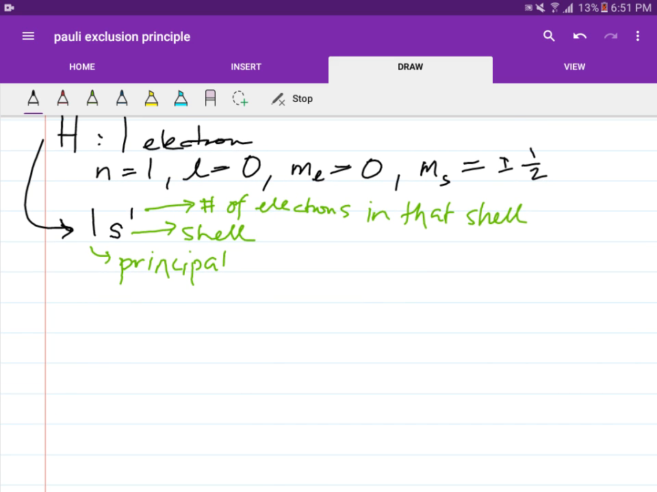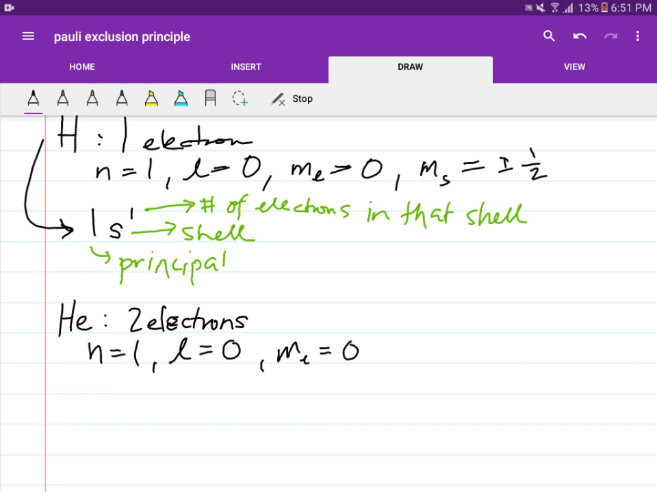So what about helium? Helium has 2 electrons. These two electrons will still be in the ground state, l equals 0, ml equals 0, but now these two electrons will occupy the two spins, plus or minus 1/2. So the electronic configuration for helium will be 1s2.